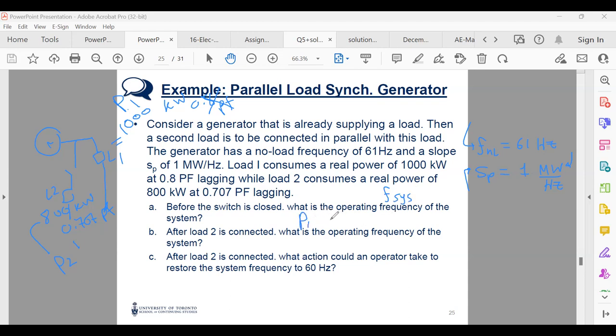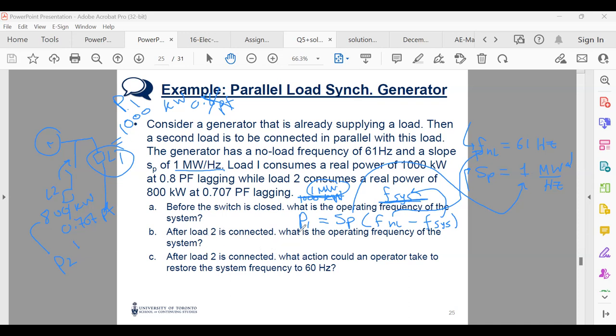So P1, before the switch is closed, it was only load one. P1 is 1,000 kilowatt, we know this one. You can actually move it to 1 megawatt because you have this slope in mega. It equals SP times F no load minus F system. This is the one that is needed. No load is given as 61, SP is given as 1 megawatt per Hertz, and P1 is 1 megawatt. So you can get the operating frequency, or I can call it the system frequency.